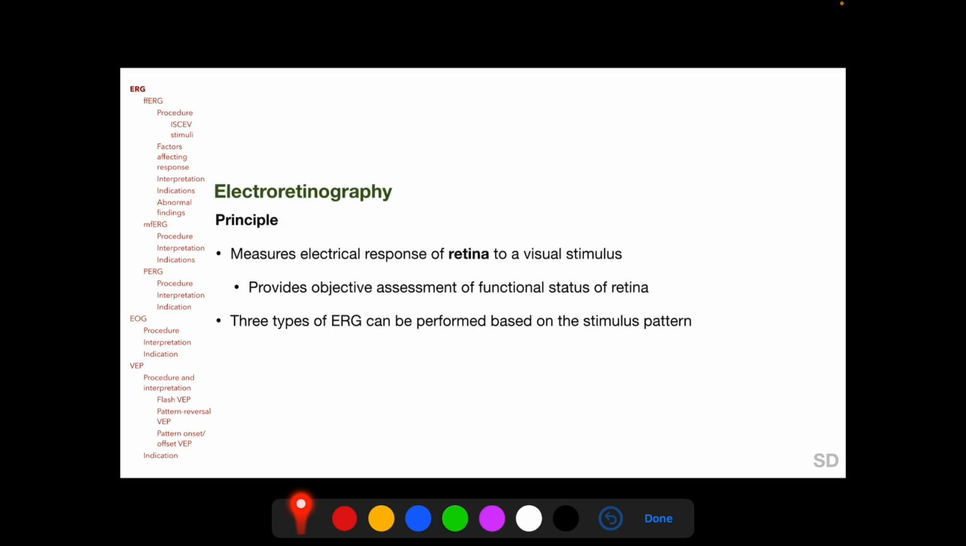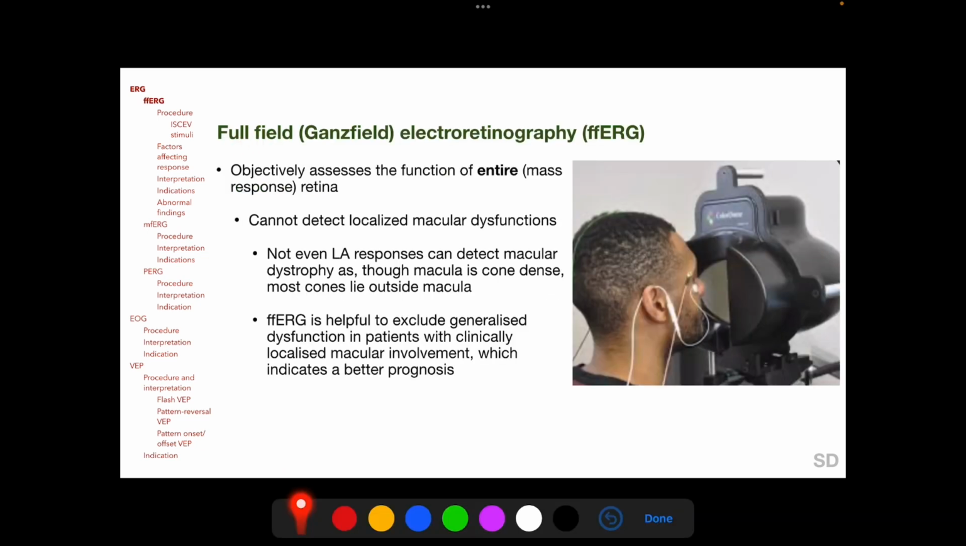Electroretinography measures the electrical response of the retina to a visual stimulus and thus provides an objective assessment of the functional status of the retina. And three types of ERG can be performed: full-field ERG, multifocal ERG and pattern electroretinography based on the stimulus pattern. Full-field or Ganzfeld electroretinography objectively assesses the function of the entire retina, whereas multifocal ERG and pattern ERG objectively assess the function of the macula.